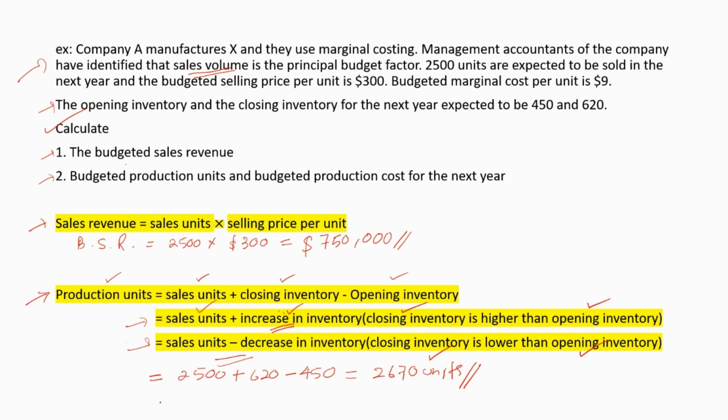Now let's calculate the budgeted production cost for the next year. So the budgeted production cost is equal to production units multiplied by the production cost per unit. So this is equal to 2670 multiplied by 9, because they have given the marginal cost per unit as $9. So this is equal to $24,030. So these are the values that will be included in the production budget.